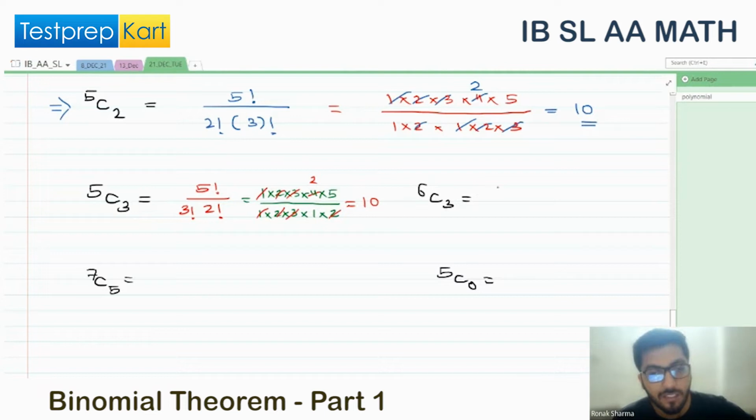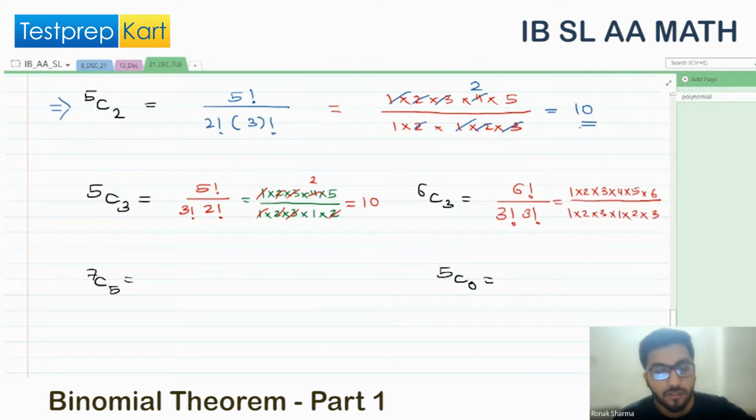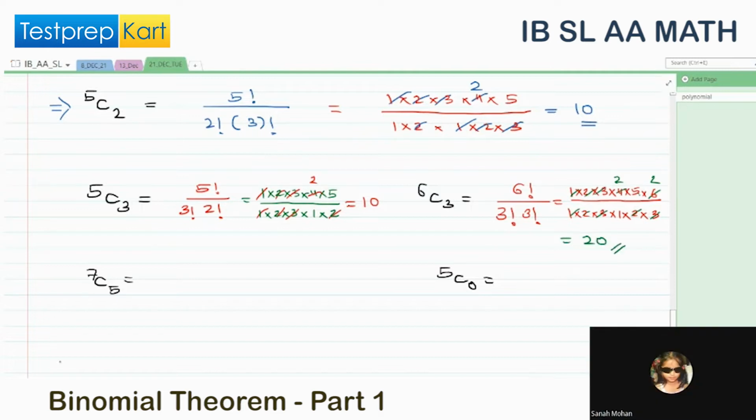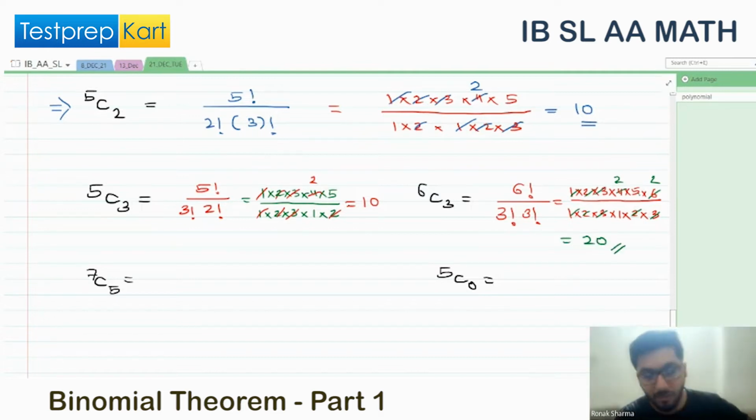If I go for 6C3, so 6 factorial by 3 factorial, and 6 minus 3 is 3 only, so again 3 factorial. So 6 factorial is 1 into 2 into 3 into 4 into 5 into 6. Then 3 factorial is what? 1 into 2 into 3, and again 3 factorial, so 1 into 2 into 3. So can I cancel the first 3? 1 2 3, 1 2 3. Then see, 2 times 2 is 4, 3 times 2 is 6. So 2 into 5 is 10, and 10 into 2 is 20. Got it how I have got 20 here? So in that manner calculate these next two.